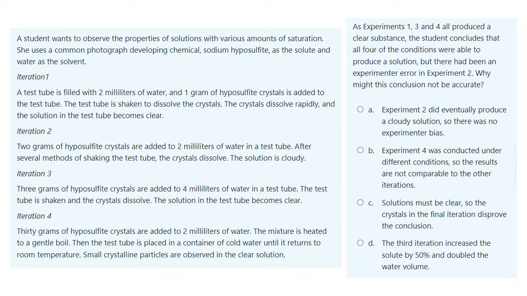A test tube is filled with 2 milliliters of water and 1 gram of hydrosulfate crystals. Second time, there are 2 grams added to 2 milliliters. So the 2 milliliters stays the same, but the grams doubles.